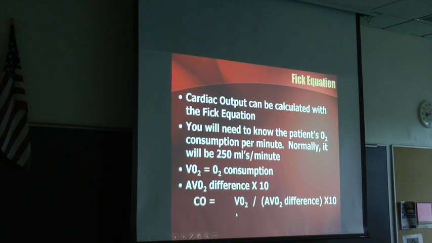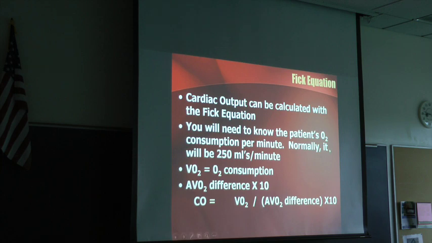So oxygen consumption is in mLs. AVO2 difference is mLs for 100 mLs of blood. So the mLs cancel out. You've got 100 mLs of blood, times 10 would give you liters. And that's where you get your cardiac output.